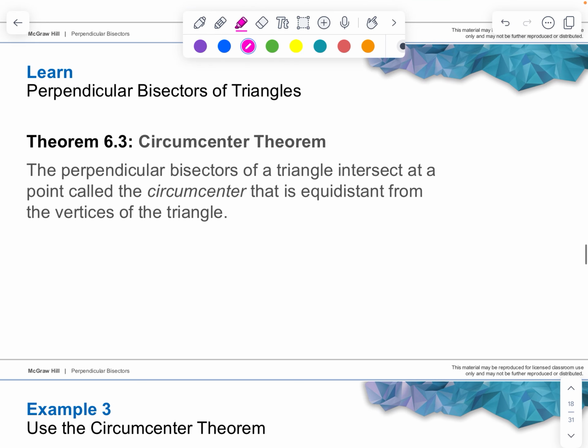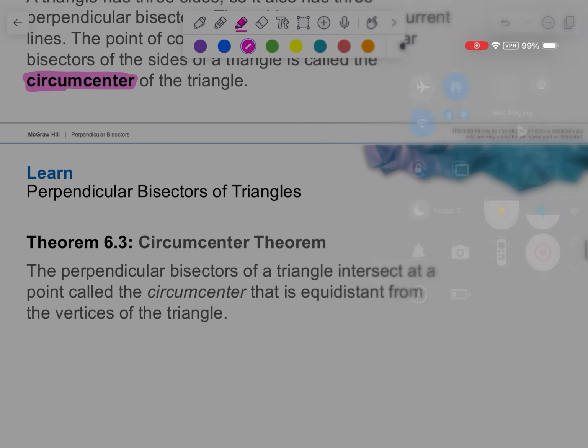Okay. So here's the theorem we're going to work with. The perpendicular bisectors of a triangle intersect at a point called the circumcenter that is equidistant from the vertices of the triangle. And I'm going to show you this in a different software, so just hold on one second.